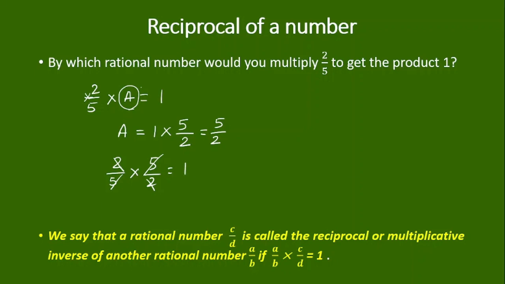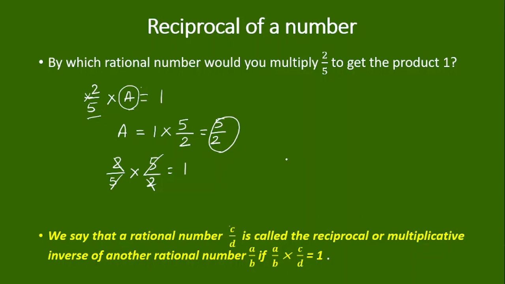So that is why this number 5 upon 2 is known as the reciprocal of the number 2 upon 5. So what is a reciprocal number? For a rational number, suppose the number is c upon d. This c upon d is called the reciprocal or multiplicative inverse of another rational number a upon b if a upon b multiplied by c upon d is equal to 1.